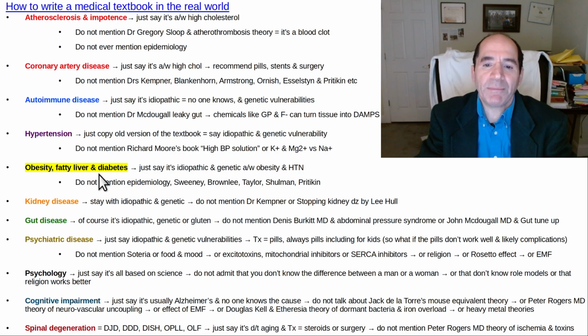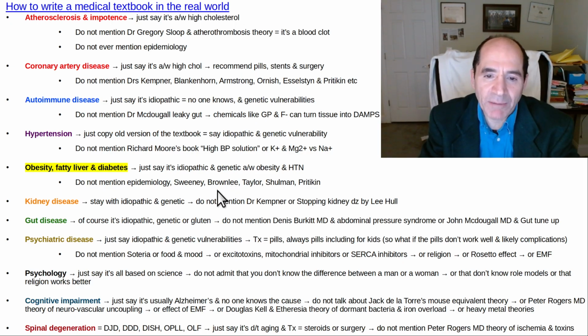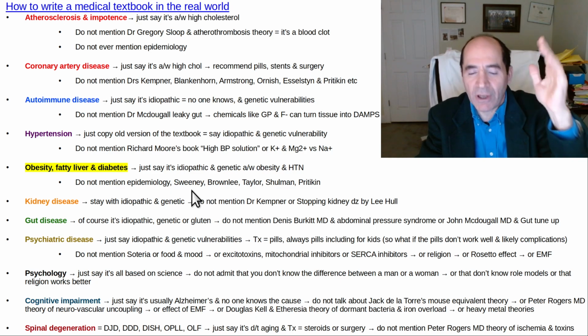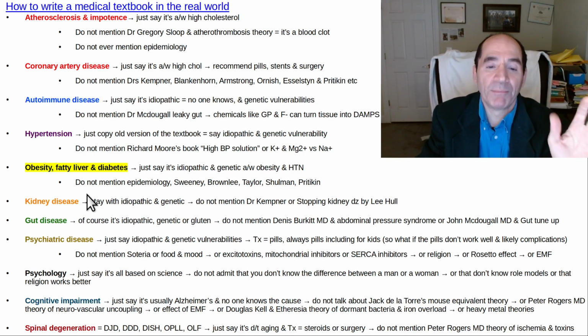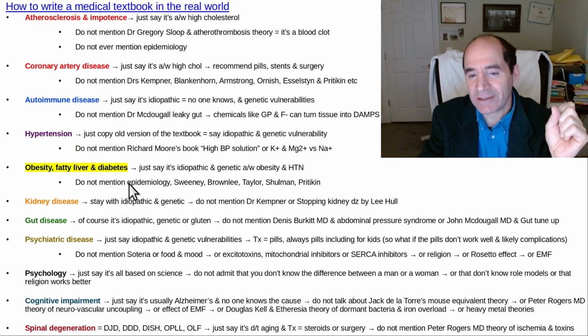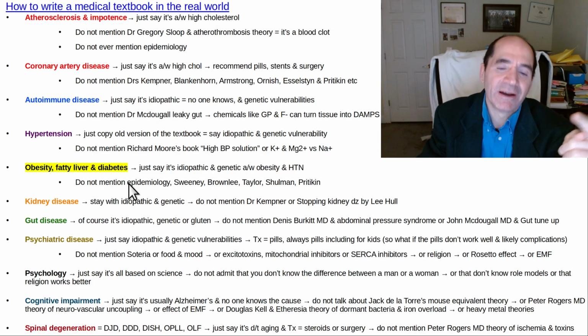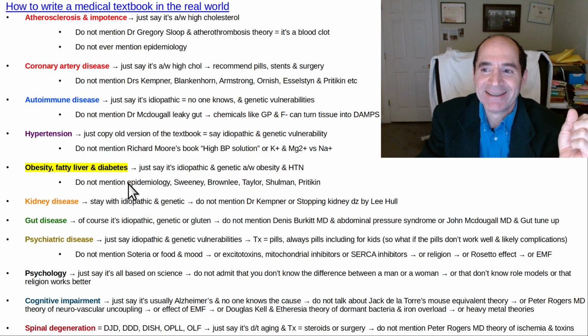Obesity, fatty liver, and diabetes. Same thing, idiopathic, some genetic vulnerabilities associated with obesity and hypertension. Don't tell them that, you know, there's all these estrogenic chemicals in the water and in the air and their food making them fat. Don't tell them, you know, all the stuff that's known about fat causing diabetes from Sweeney to Brownlee to Taylor to Shulman to Pritikin and others. Okay, don't tell them about the other causes of diabetes, like, you know, the Tetsumori Yamashima cooking oil component, the heavy metals damaging the beta cells in the pancreas. Don't tell them any of that stuff. You know, that's what I'm saying.